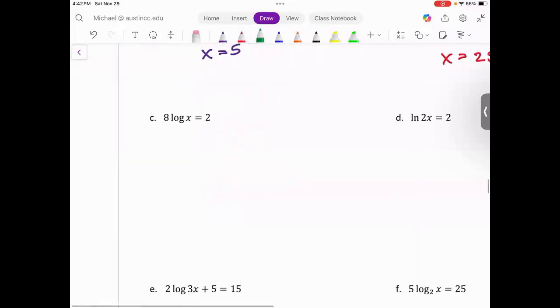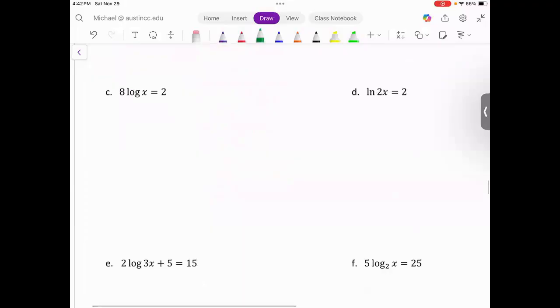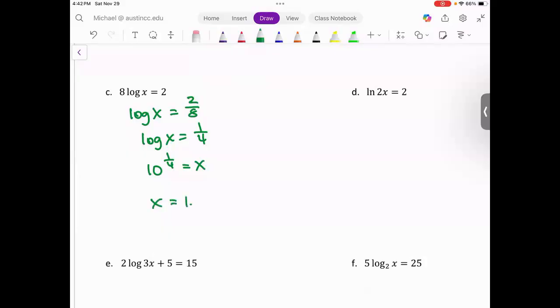Okay. Next one, 8 log x equals 2. So again, get that log x all by itself. Divide each side by 8. So log x equals 2 over 8, or log x equals 1/4. Convert to exponential. 10 to the 1/4 equals x. Now we can plug this into our calculator, and we get x equals 1.778.